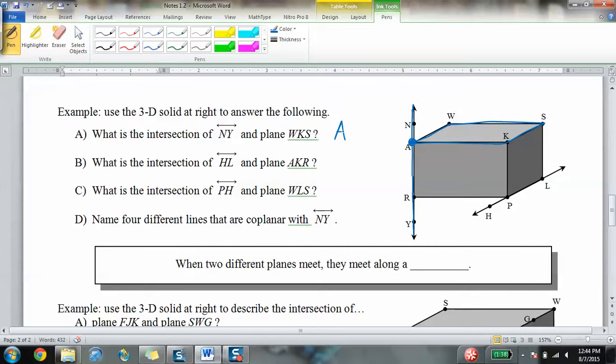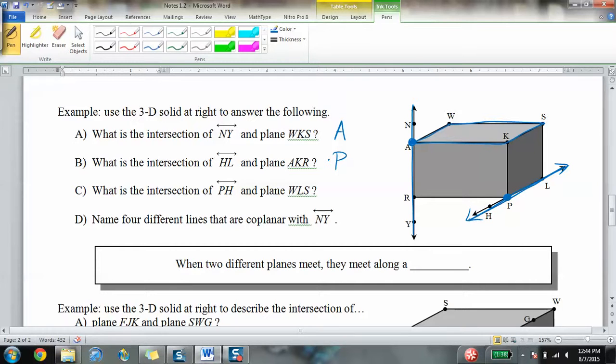What's the intersection of line HL and plane AKR? So AKR is the front side of the box, and line HL is this line over here. So again, where does this line meet the front of the box? Well, it meets the front of the box at this corner right here, P. Those two things meet at point P.